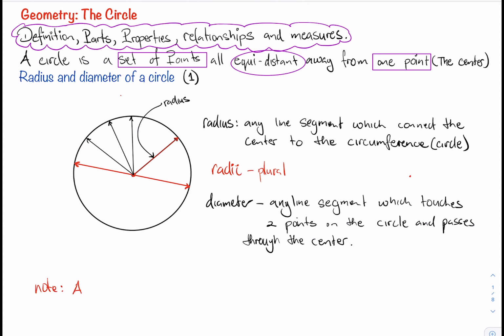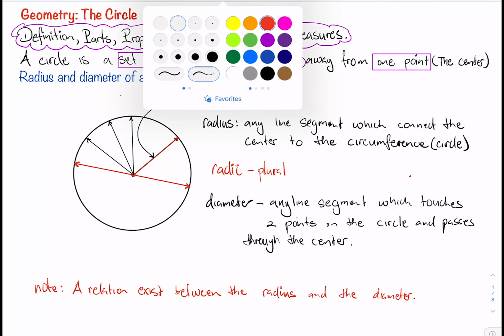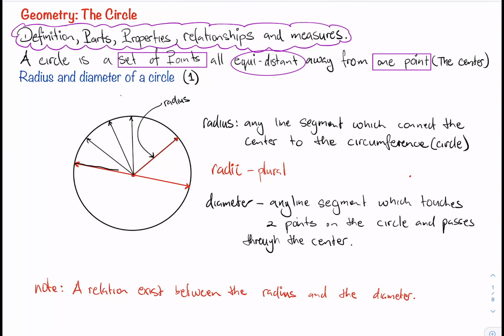Here it is important for us to note that a special relationship exists between the radius and the diameter. What is this relationship? If we look closely, we'll see that here we have a diameter which is going from one point on the circle to another point and it passes through the center. But we have one radius on this side and another radius on that side.